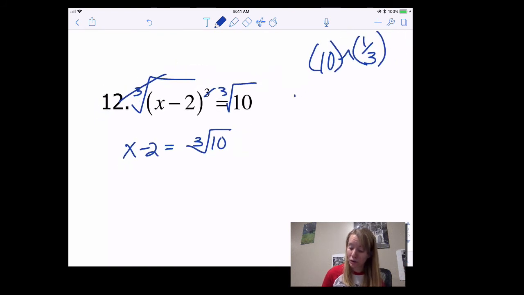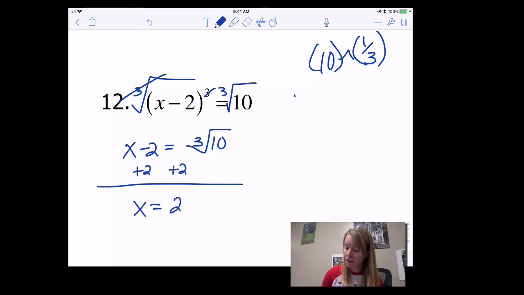So then I can add 2 to both sides, and I'll get x is equal to 2 plus the third root of 10. Notice we don't do plus or minus, because this time around I've got a 3. So a positive times a positive times a positive is going to equal positive, but not the negative one. So then this is my final answer.